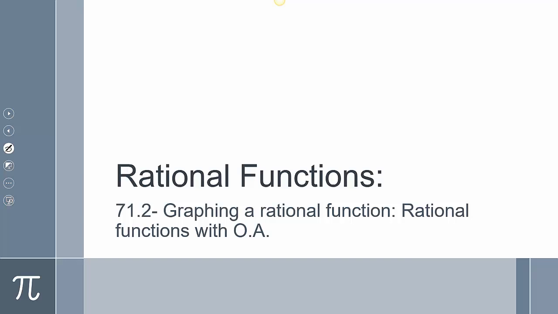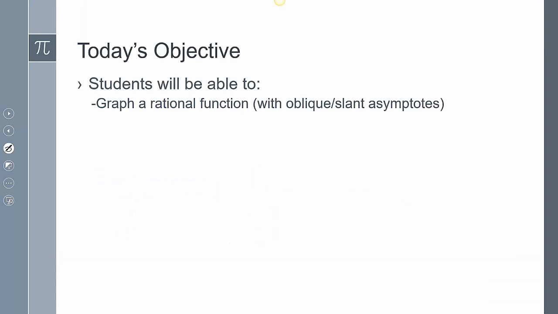Today is going to be 7.1-2, and we're going to be graphing a rational function with oblique asymptotes. Today's objective, we're going to graph a rational function with oblique or slant asymptotes.